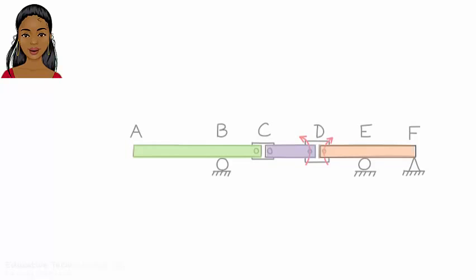The clockwise moment at D wants to turn bar DF in the clockwise direction, but it cannot since neither E nor F can move vertically. Therefore, bar DF does not undergo any displacement.